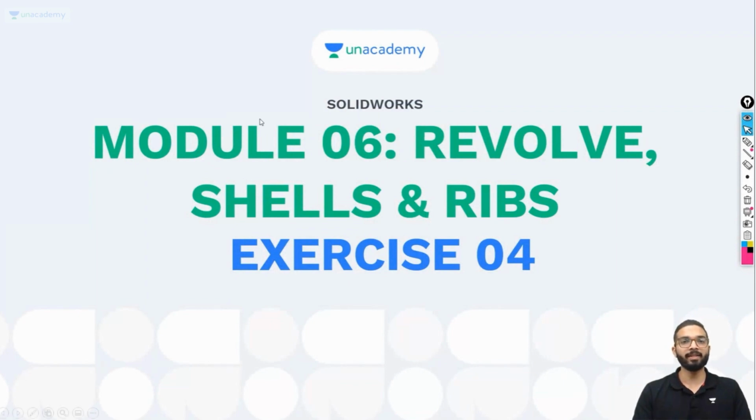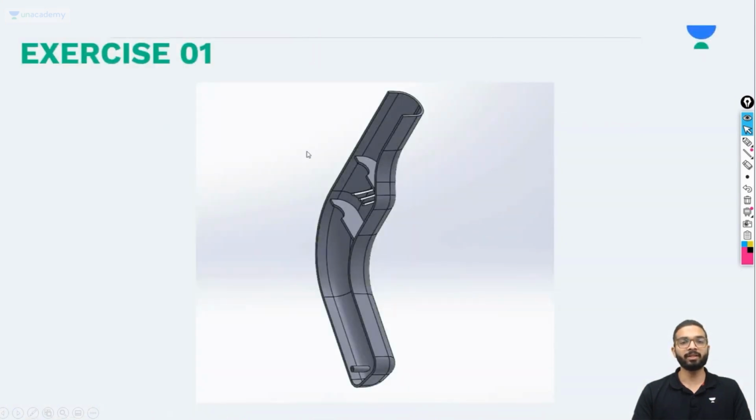In this new video, we will be taking another 3D model, and with the help of this 3D model, we will be learning how to use shells and ribs. Let's take a look at our model first. You can see over here that this is our model for this exercise. This is an outer body of a blower. We will be creating this using shells and ribs.